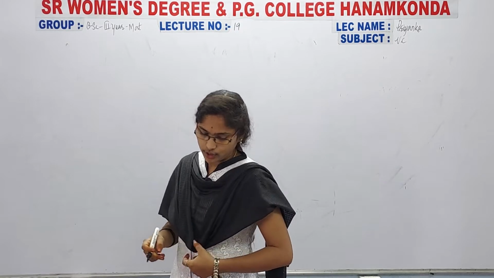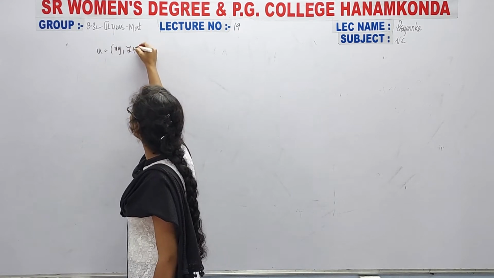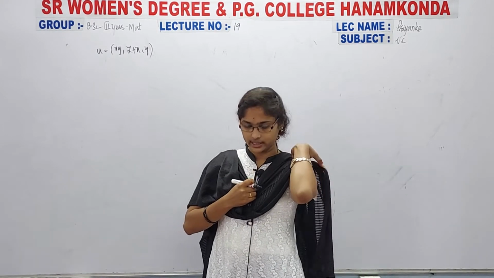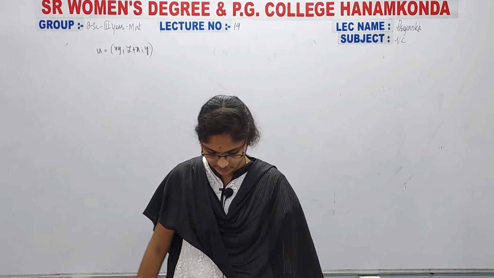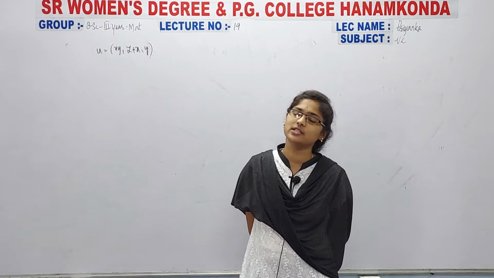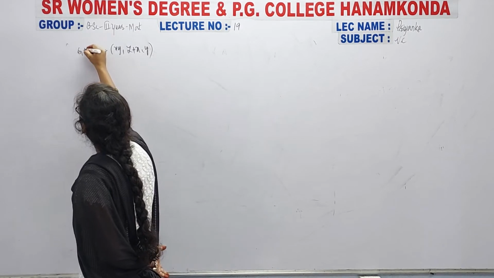Write down the problem. The vector field u is defined by u equal to (xy, z plus x, y). Calculate curl u and find the points where curl u is equal to 0. You can write curl u, otherwise del cross u also. They have given that u is equal to this.